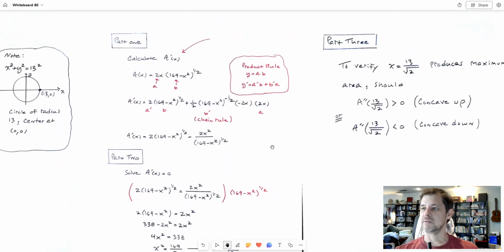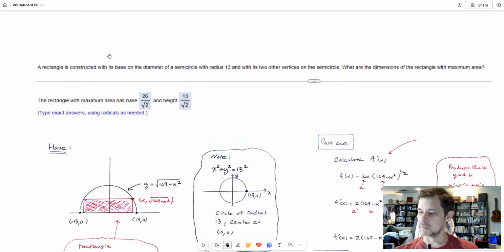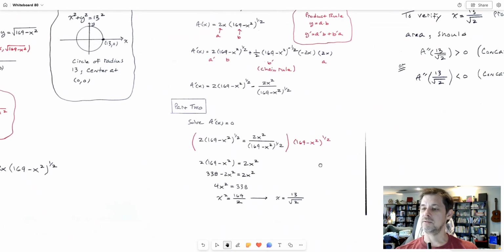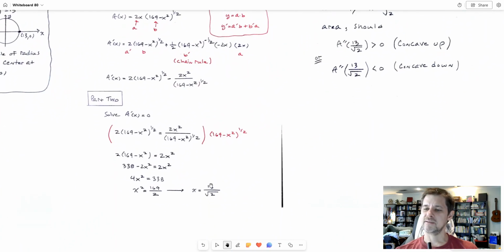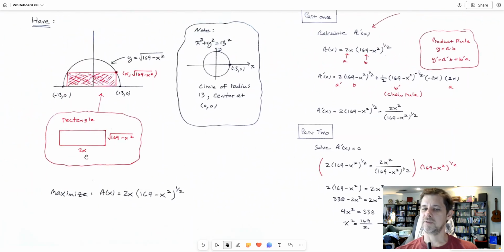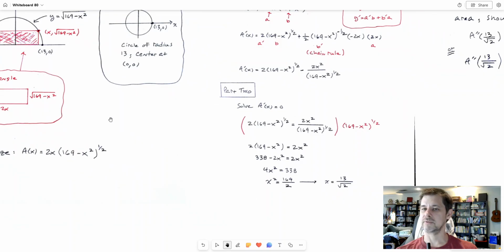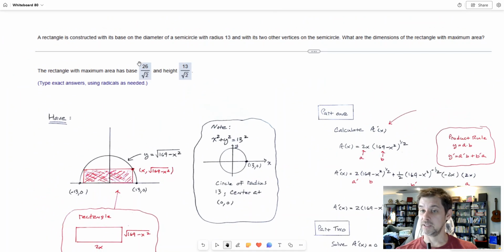Okay? Now, let's pause here and see, like, well, what did it ask me? Did it ask me what the area should be? Did it ask me what the base and the height were? Because I guess if the question is to maximize this rectangle, it could say, what's the maximum area? What's the base? What's the height? Any of those questions are fair. The question, though, is what is the base and height of the rectangle with maximum area? Okay, so let's do this. If x is 13 over root 2, what's double x, which is the base? Okay, what's twice 13 over root 2? 26 over root 2. So the base is 26 over root 2.